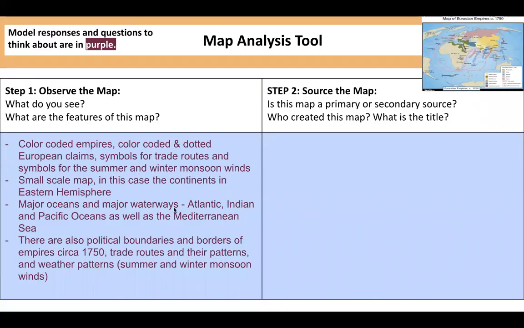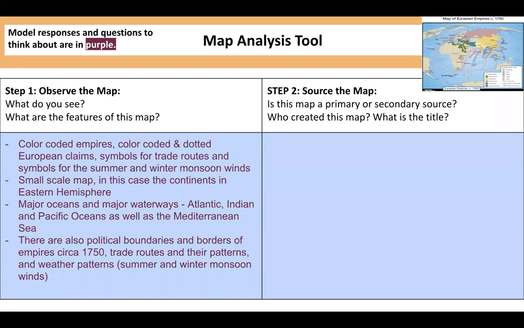So I put it all together in our chart here, where we looked at our color-coded empires, our scale of the map, what other geographic things did we see? So we saw the oceans, we saw the Mediterranean Sea, we also see some political boundaries. All of these are just what we are observing in the map. So we're not looking for inferences yet, we're just looking for observations. What do we see? The next step is to try to source the map.